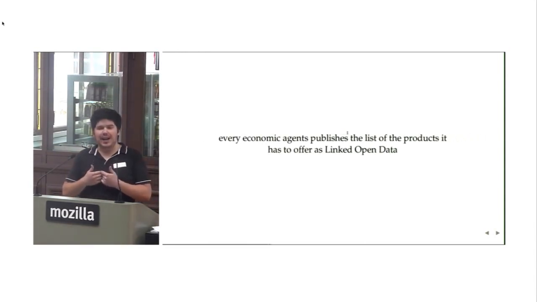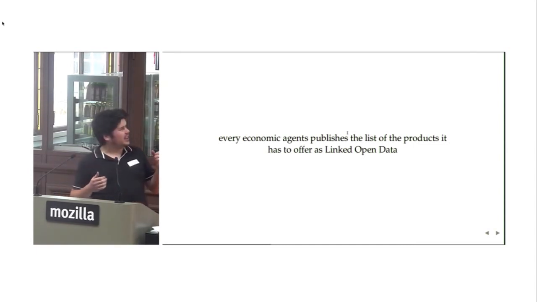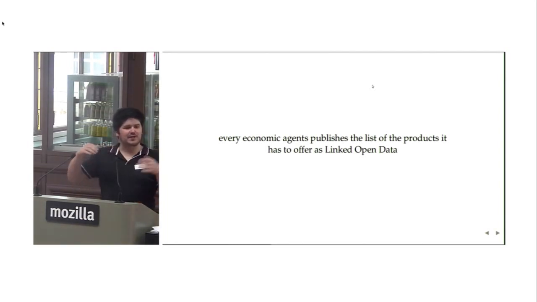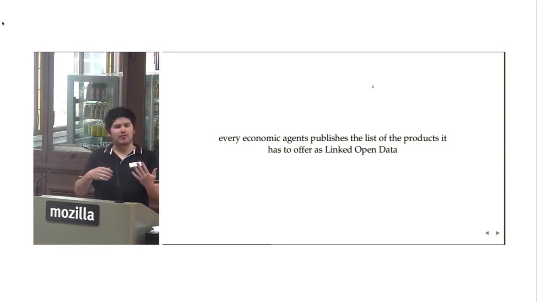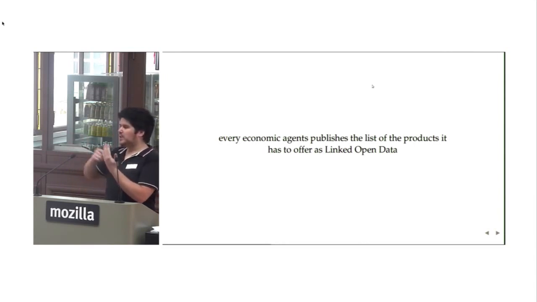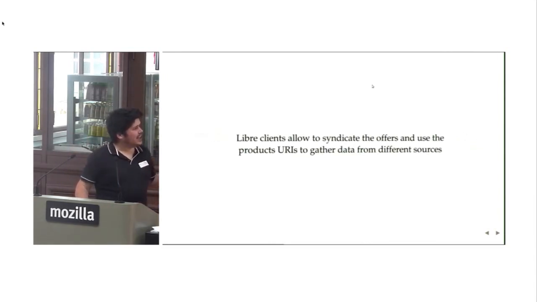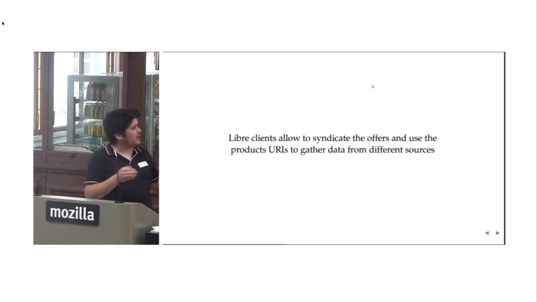What personally I would like to see is that in a near future we could have every economic agent publishing a list of the products he has to offer as linked open data. And we can think of it like RSS for products. Like instead of blogs having RSS feeds for blog posts, we will have the same for products. And every business will just publish the products he has to offer. And we could develop free software libre clients to syndicate all those offers.